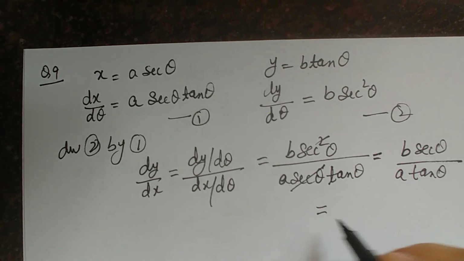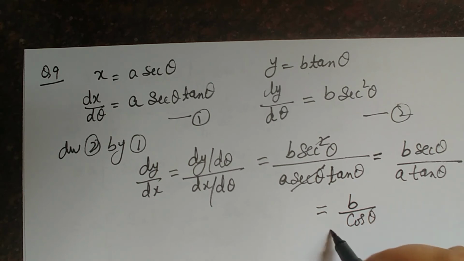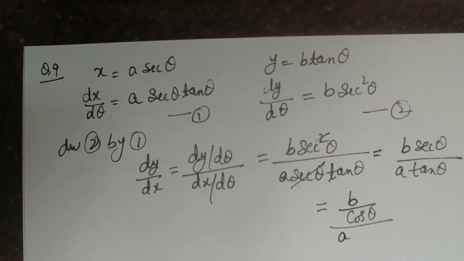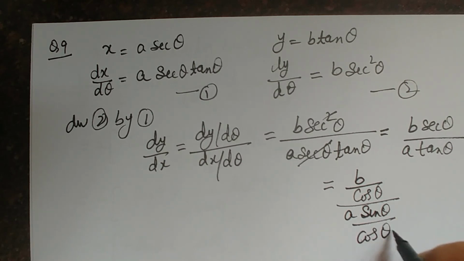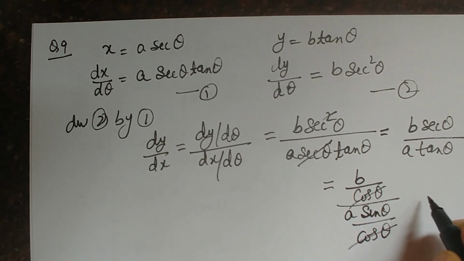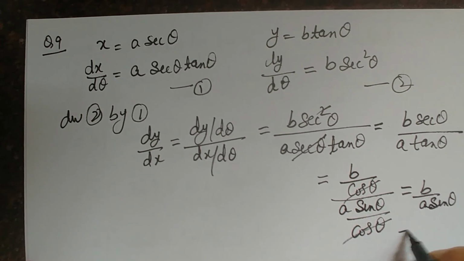So let us open to sin cos. It will be b upon cos theta divided by a times sin theta upon cos theta. Now you see this again gets cancelled. So it is b upon a, and 1 upon sin. So can I write it as b upon a cosecant theta?